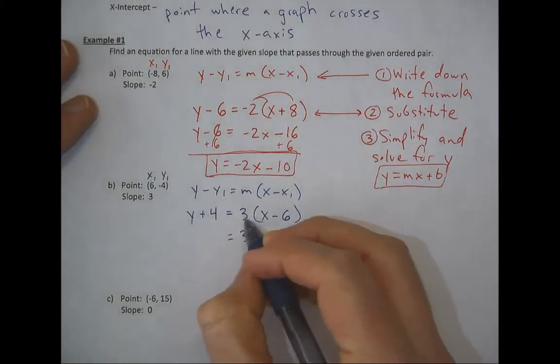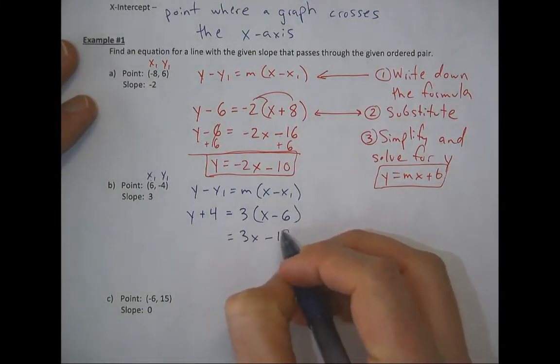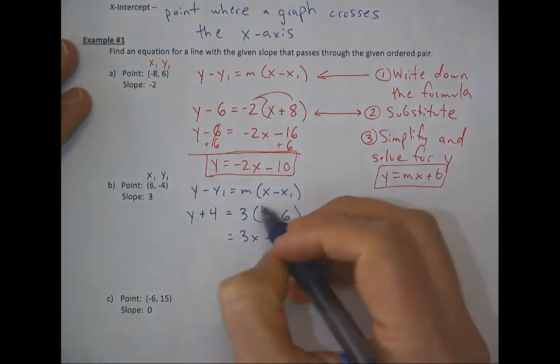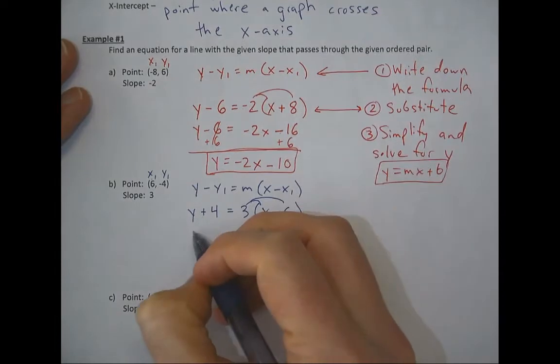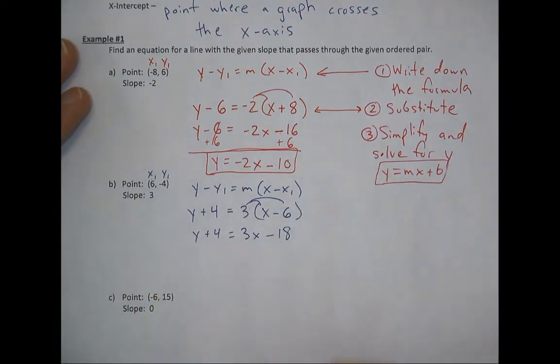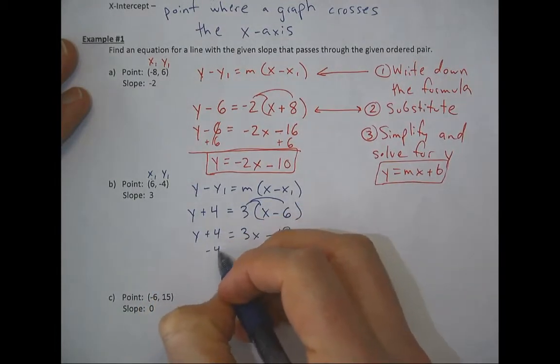So 3x and 3 times 6. Don't forget to multiply the 3 and the 6 is 18. So 3 times x is 3x. 3 times 6 is 18. And now all I have to do is get y by itself. So I'm going to minus 4.